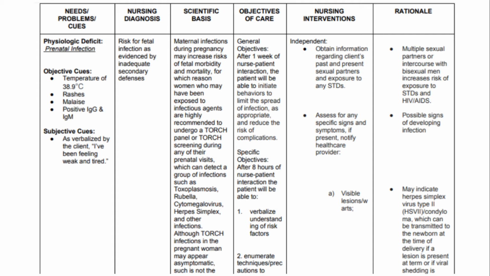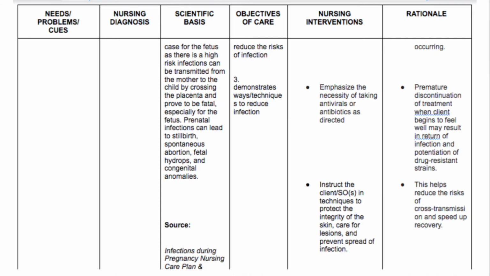For objectives of care, we have both general and specific objectives. First, for general objectives, after 1 week of nurse-to-patient interaction, the patient will be able to initiate behaviors to limit the spread of infection as appropriate and reduce the risk of complications. For specific objectives, after 8 hours of nurse-to-patient interaction, the patient will be able to verbalize understanding of risk factors, enumerate techniques or precautions to reduce the risk of infection, and demonstrate ways or techniques to reduce infection.